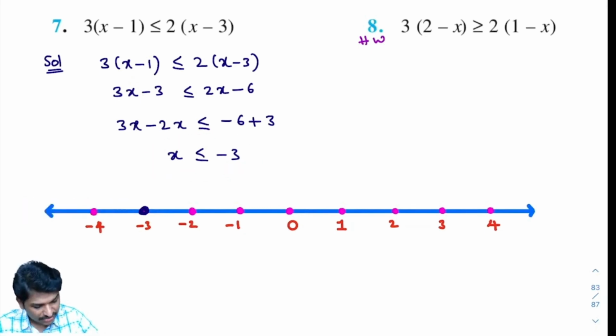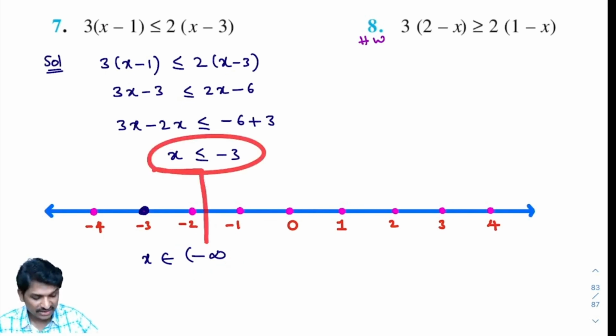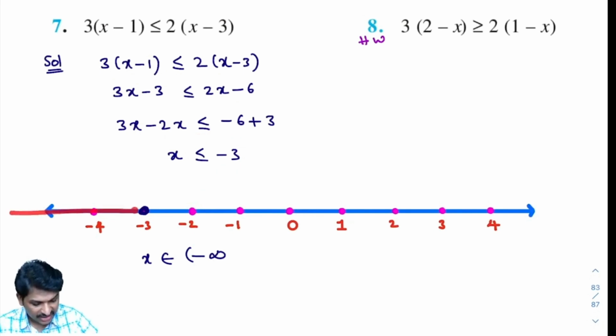So x belongs to, what to write here? For infinity, always an open bracket, because infinity is not defined. What is the answer? x less than or equal to minus 3 means? Actually you can stop here, but I am writing this in interval form. Minus infinity to minus 3. For this minus 3, closed bracket or open bracket?